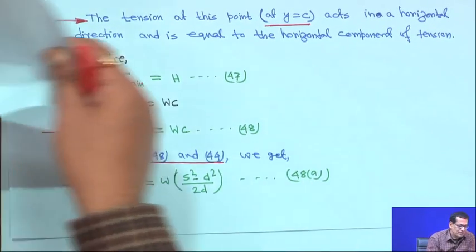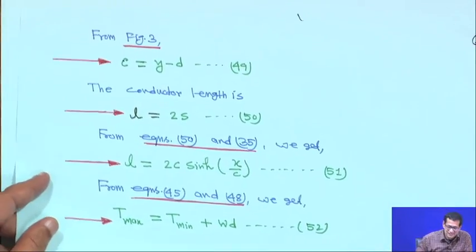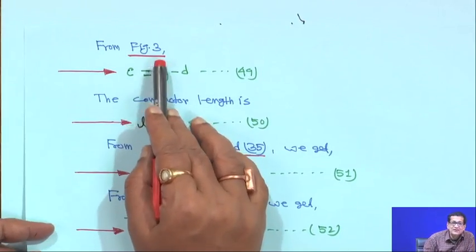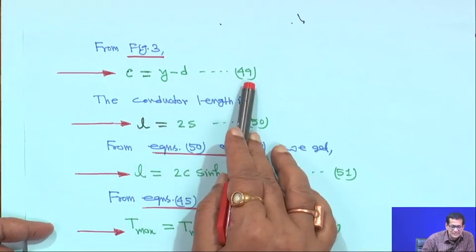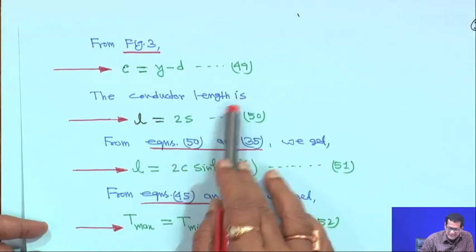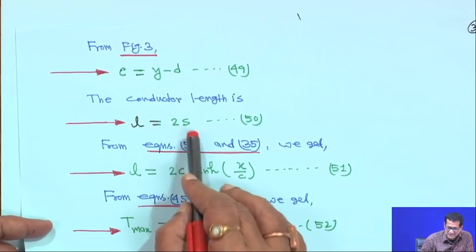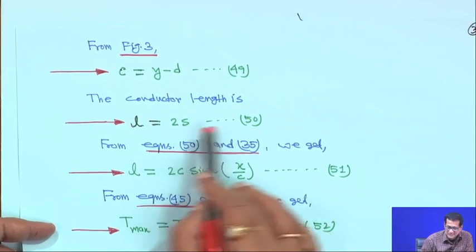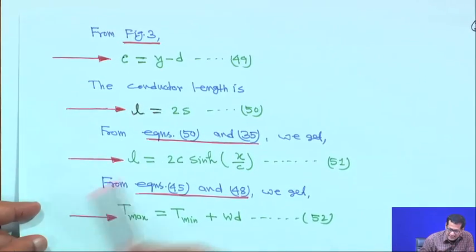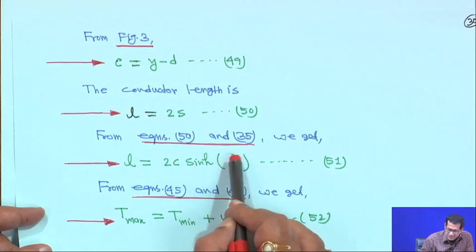From figure 3, we have seen that C plus D is equal to Y. Therefore, C is equal to Y minus D. This is equation 49. Therefore, the conductor length: we know that L by 2 is equal to S. So, L is equal to 2 S, small s. This is equation 50. So, from equation 50 and 35, we get L is equal to 2 S, and from 35, S is equal to C sinh of x by C.